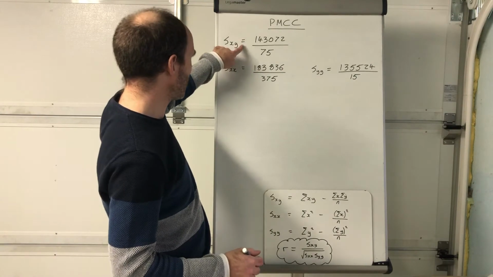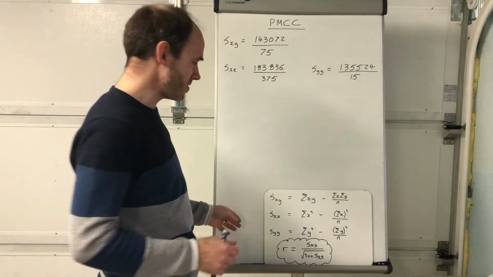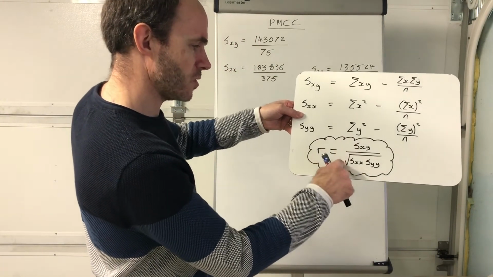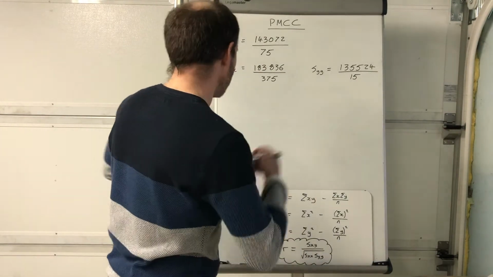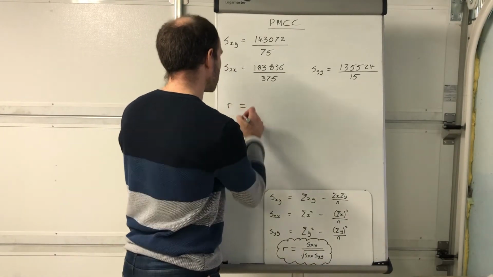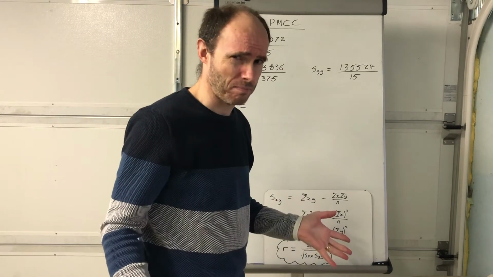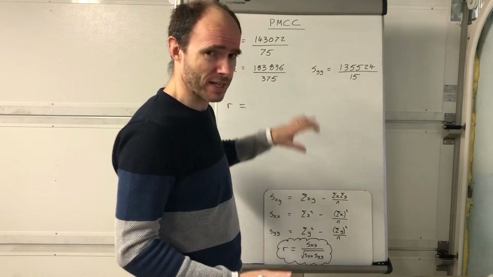So we've got SXY, SXX, SYY, and we're going to work out what R is. Remember, R is going to be SXY over root SXX, SYY. So the calculation R is equal to, because of the awkwardness of the numbers, let's face it, they're awkward, I'm not going to actually write in the formula.